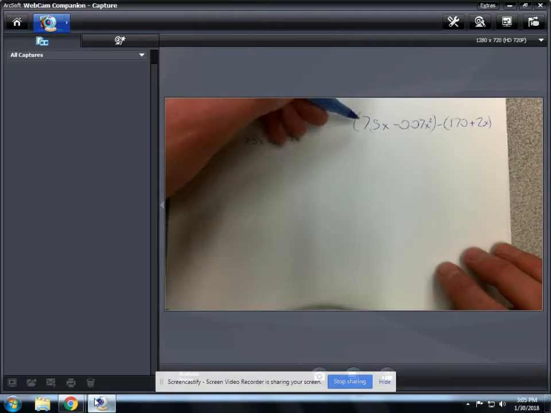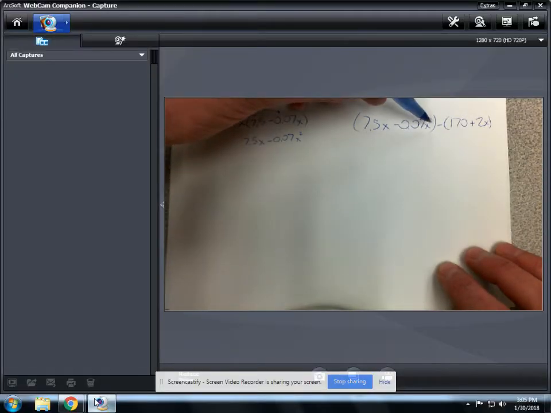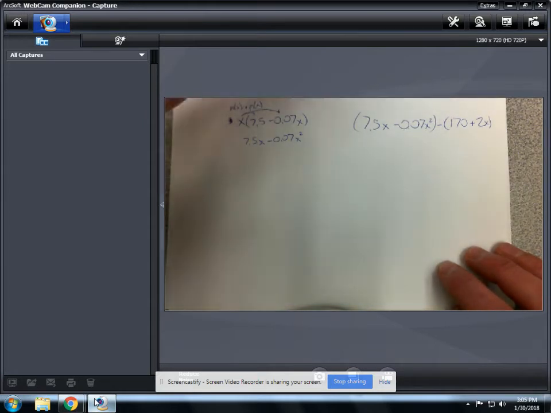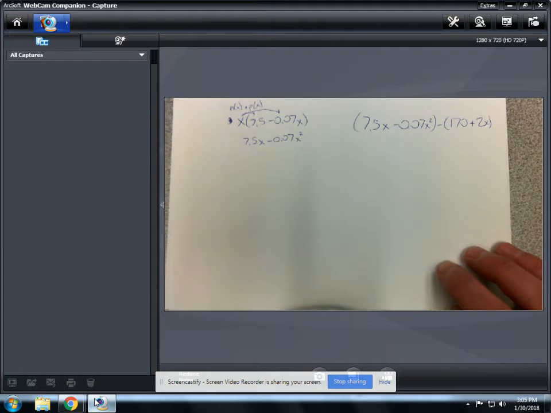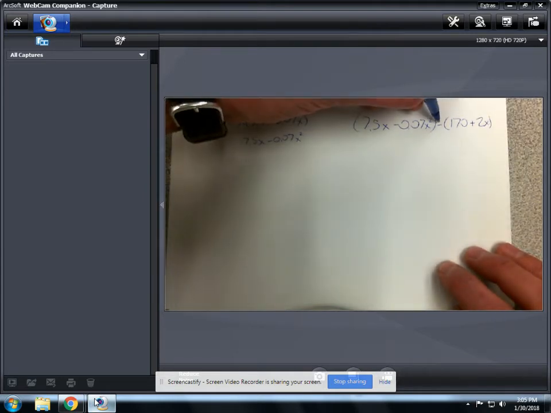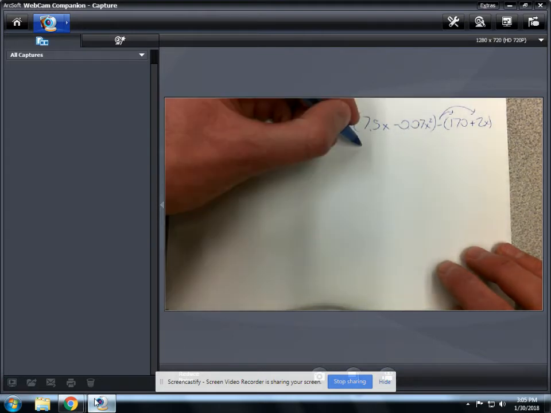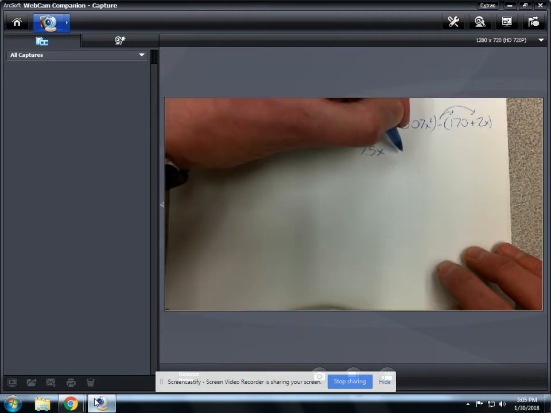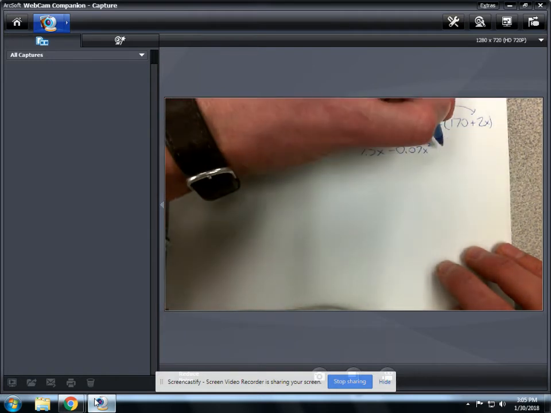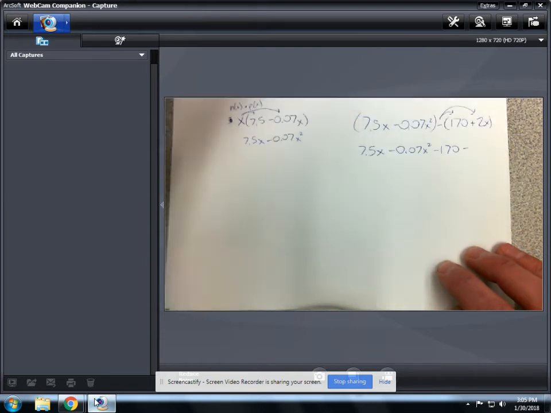So I've got my revenue minus my cost to get my profit. Now this minus, the reason I put these in parentheses, or the bigger reason I put these in parentheses, is I wanted to remind you that that minus is like a -1. So we need to distribute that -1 through. So it'd be 7.5x minus 7/100 x squared minus 170 minus 2x, like that.